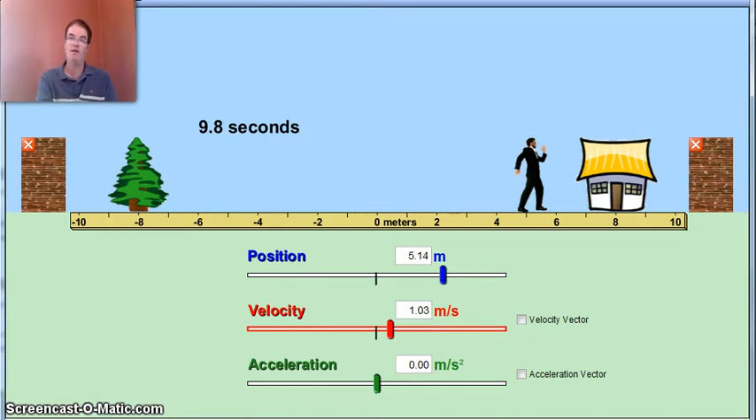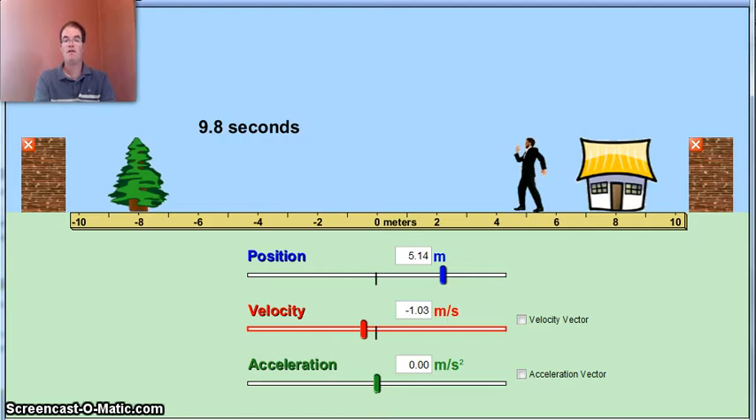If we look down at the bottom of the simulator, we see that the velocity is set at approximately 1 meter per second. Velocity is very closely related to speed. The only difference being that velocity includes just a little bit more information. In addition to stating the amount of change in position over time, it also includes a direction. So the velocity could be positive or it could be negative.